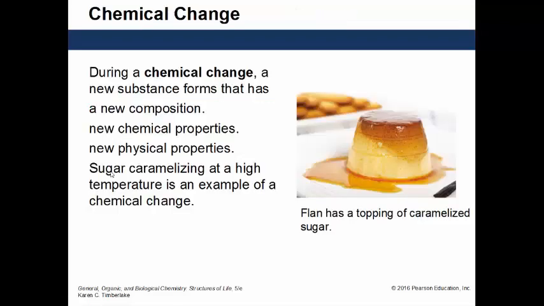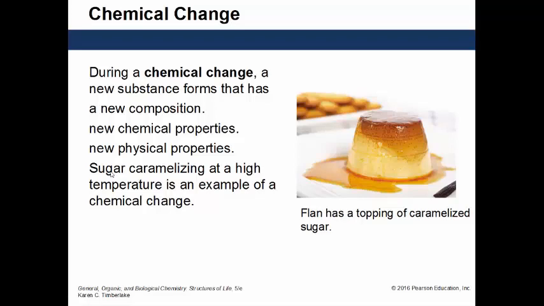Next, move on to chemical changes. When a chemical change happens, you are forming a new substance with new chemical properties and new physical properties. A good way to think about these are things that cannot be undone. Whereas with physical changes, some of them can be undone. You can freeze water, or you can evaporate water, or melt ice.